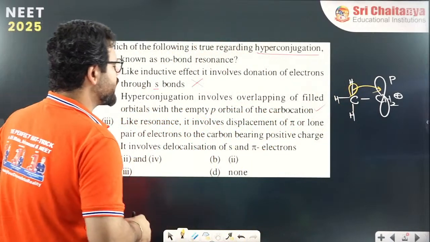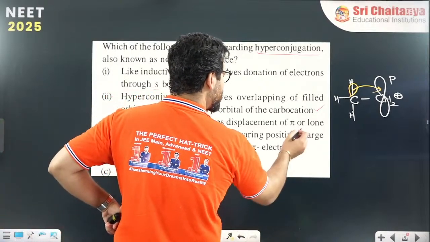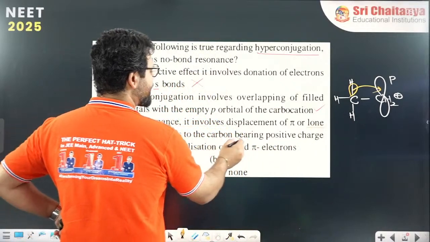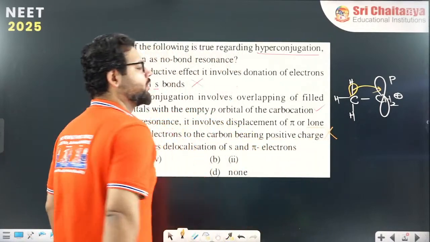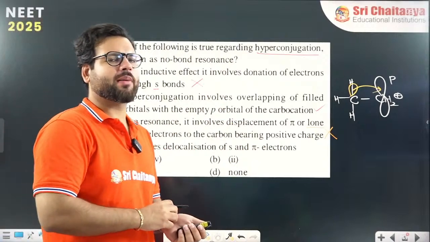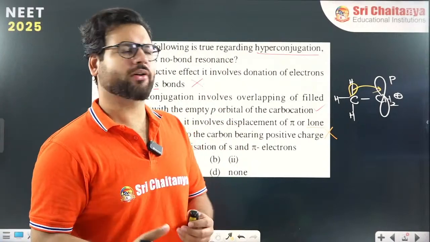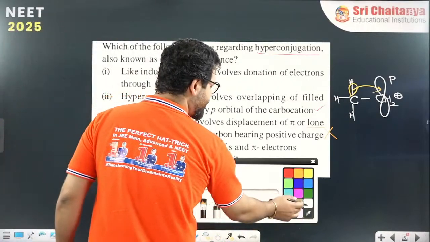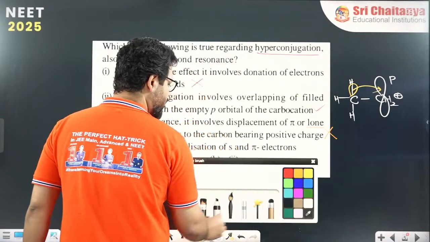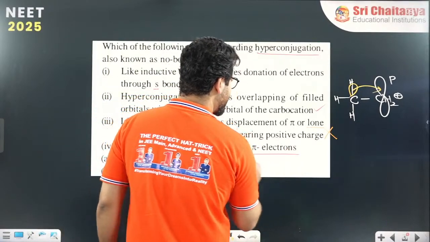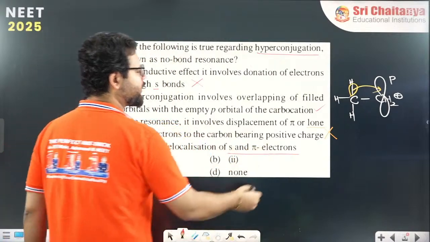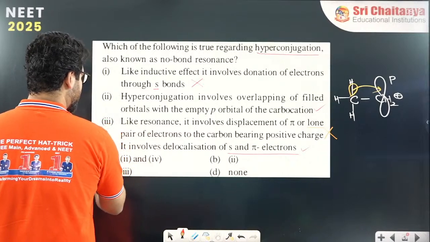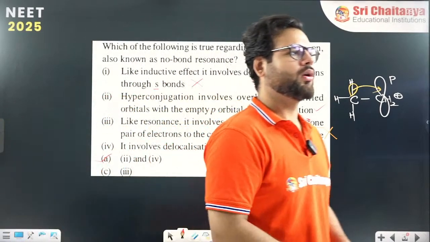Like resonance, it involves displacement of pi or lone pair of electrons to the carbon bearing positive charge. No. Pi electrons do not move to the carbocation. The sigma electrons move to the carbocation. So this is absolutely incorrect. It involves delocalization of sigma and pi electrons. This is absolutely correct for an alkene. Sigma electrons delocalize with the pi electrons. So 2 and 4 are correct. Directly we can choose option A.